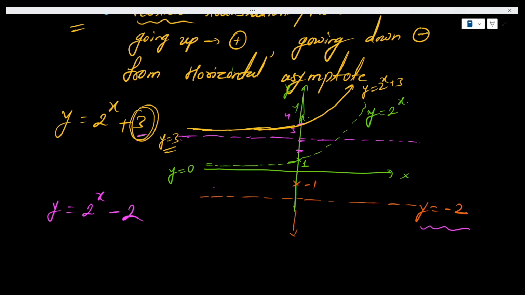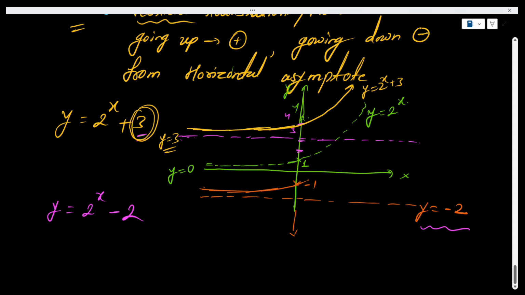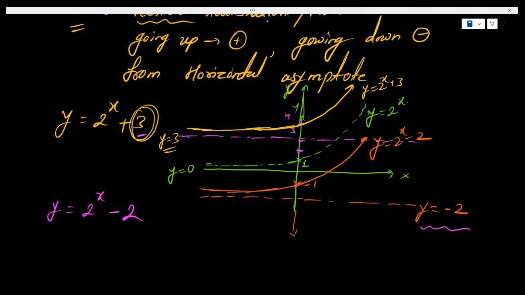So your graph, if you take it here, this is all sketching the graph. More than the exact graph, it's important that you know how the sketch will look. So this is going to be your graph of y equals 2 to the power x minus 2. That means there is a movement of 2 units down. Every point on the original is moving 2 units down. That is why it's a negative 2.